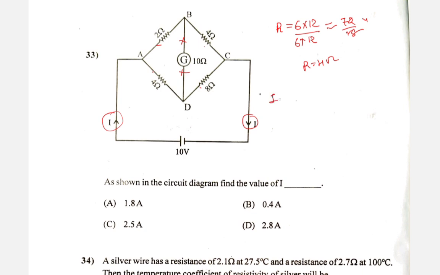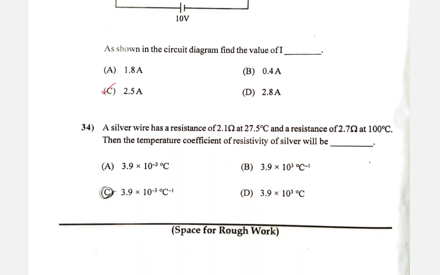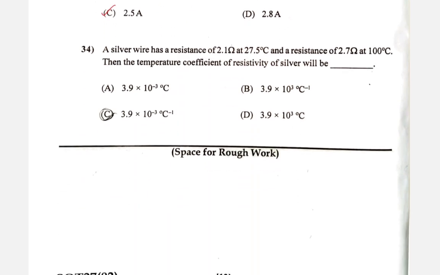Now I is equal to V by R, and the potential difference is given, 10 by 4, which is almost equal to 2.5 ampere. So the answer will be C. Next question.